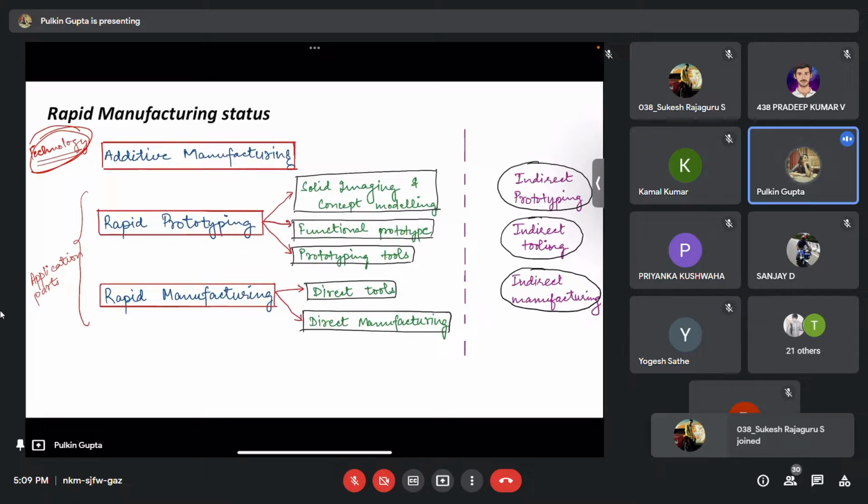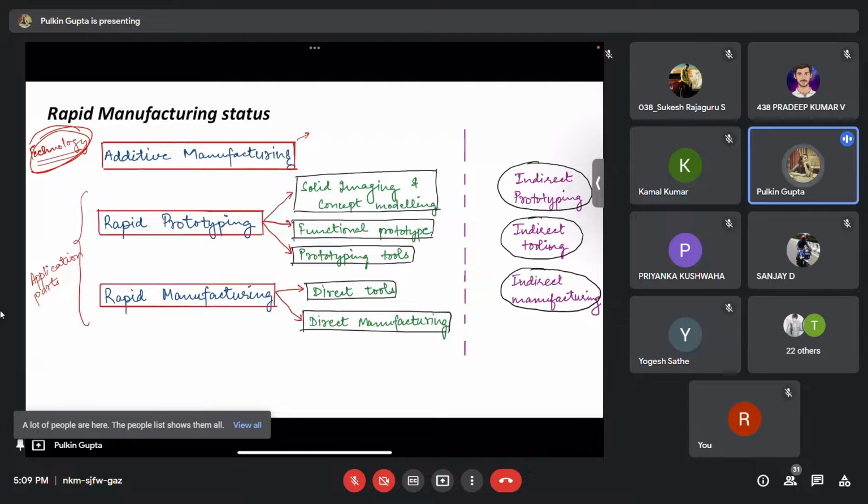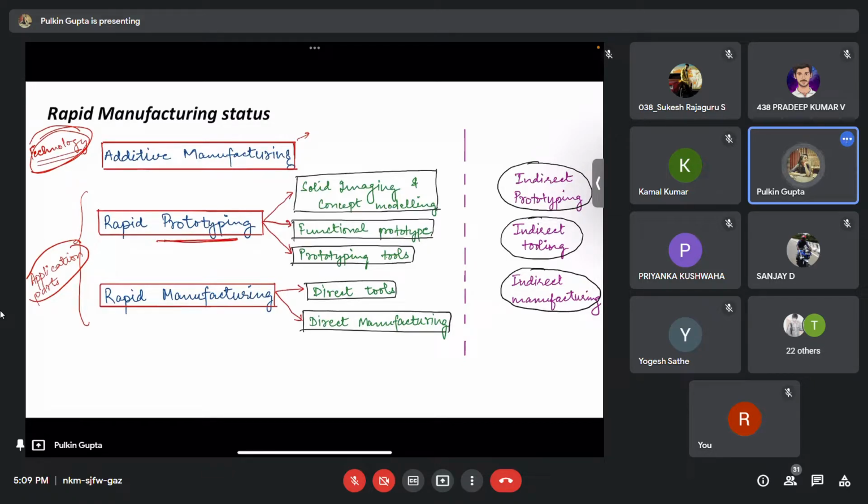So this is one of the buzzwords nowadays and a key technology that is being researched all around the globe. Now their application paths comes rapid prototyping and rapid manufacturing. As the term prototyping suggests, rapid prototyping deals with the making of prototypes, that is, their scaled parts to check the feasibility of the final part, whereas rapid manufacturing is used to develop the final product. The functional final product, rather, I should say.